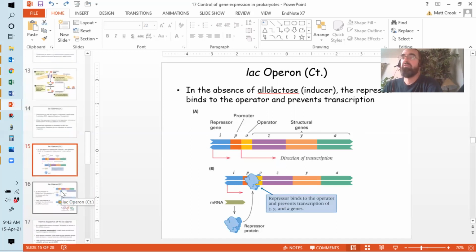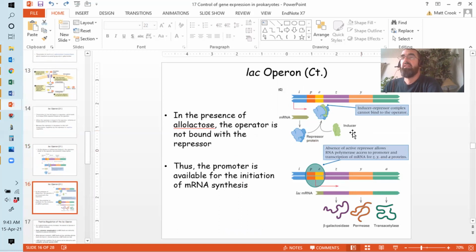Now, in the presence of lactose, lactose binds to the repressor protein, and it induces a conformational change in the shape of LAC-I. That can happen before LAC-I binds to the operator, or as LAC-I is bound to the operator. In reality, they're constantly binding, releasing, binding, releasing, so it's a bit of both anyway. But the net result is there's no longer LAC-I bound to the operator.